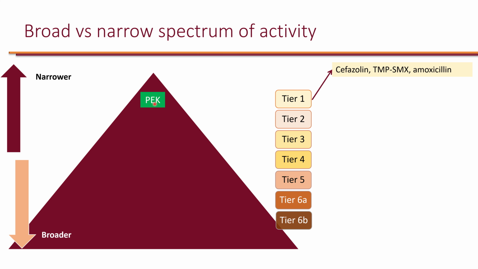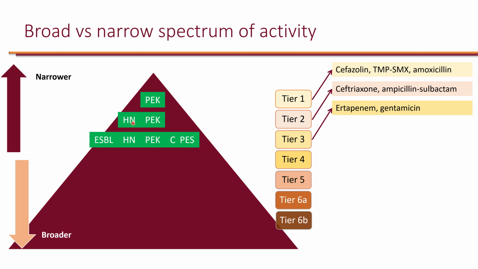Now, these organisms can still develop resistance to this, but in general, the activity of these agents is limited to wild type P, E, and K. Now, in tier 2, I would place drugs like ceftriaxone, which is a third generation cephalosporin, and ampicillin sulbactam, which has expanded activity when compared to amoxicillin. And in addition to Proteus, E.